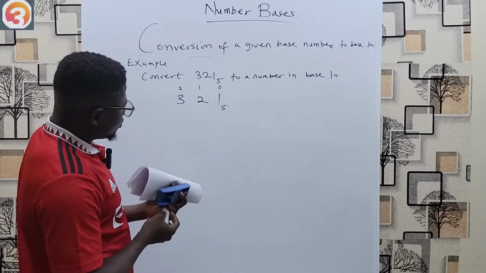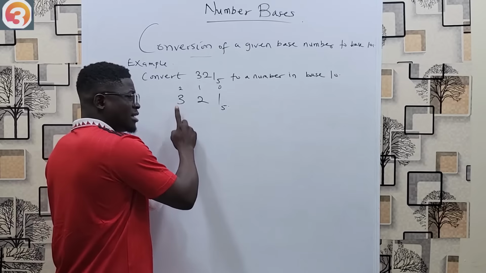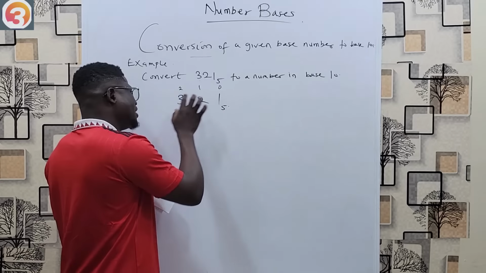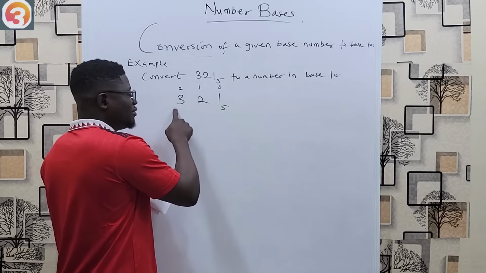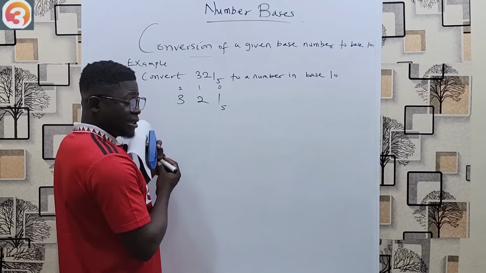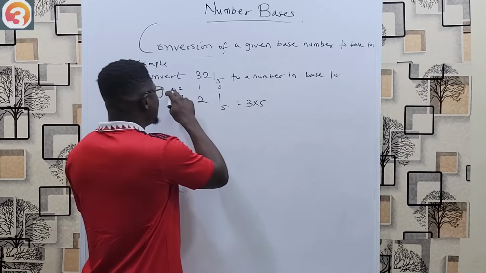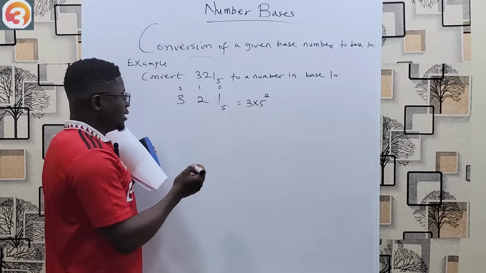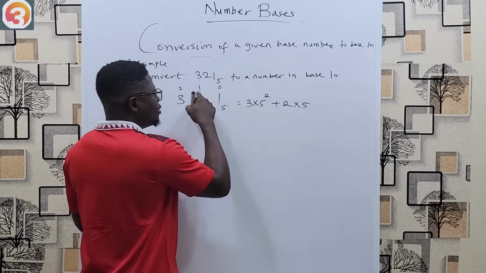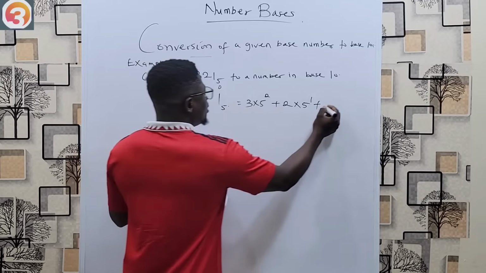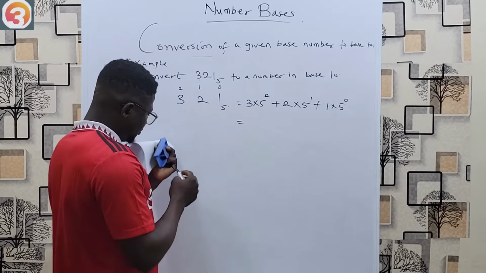So now, how do we do the expansion to convert it to base 10? It's simple. You can start from here or start from here. The important thing is to get the order of the powers right, so let's start from here so that we are all on the same page. So I'm going to have 3 times the base 5 raised to power 2, plus 2 times the base 5 raised to power 1, plus 1 times the base raised to the power of 0.